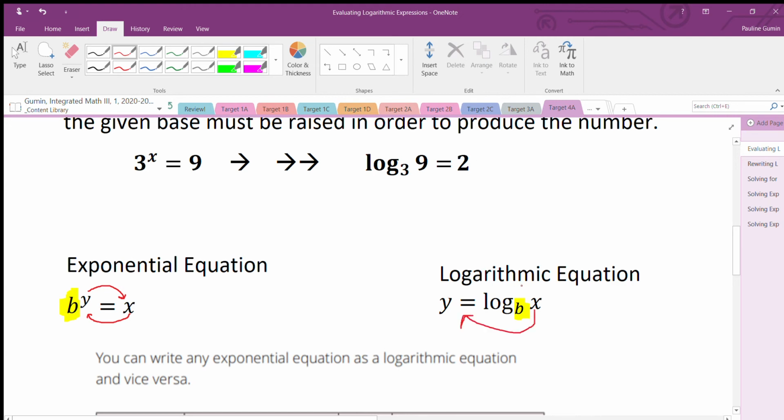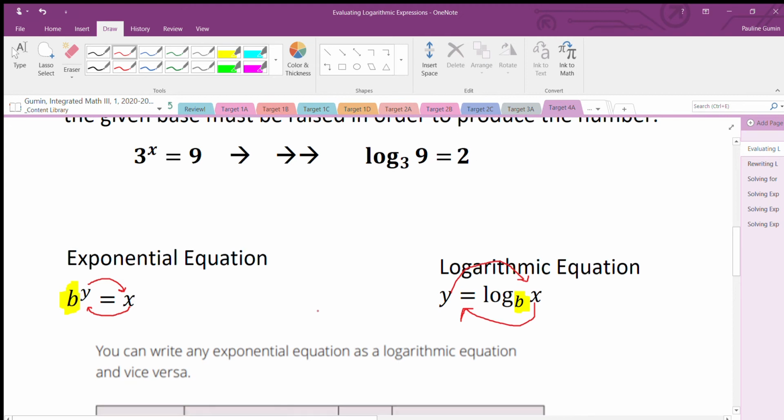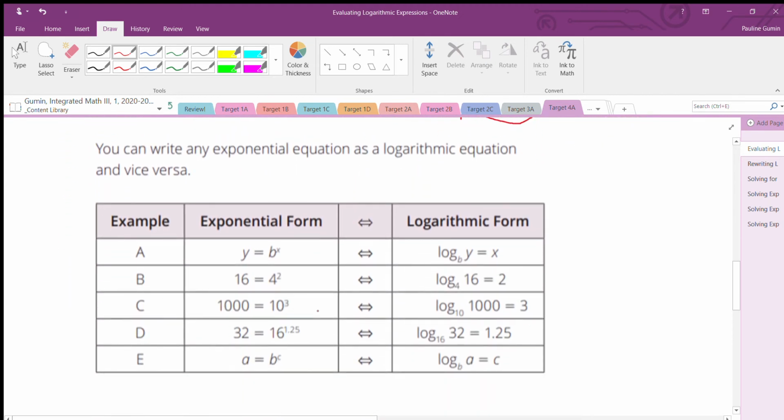If I'm going from a logarithm to an exponent, whatever's inside the logarithm becomes what we're solving for, and what we were solving for in the logarithm becomes the exponent to our base. Here's a couple more examples.